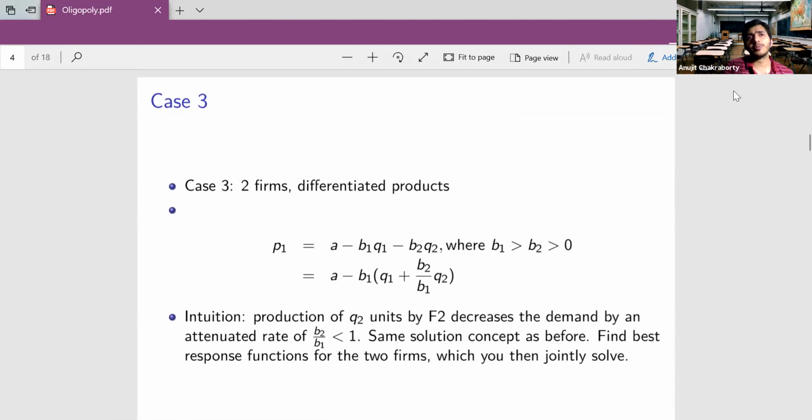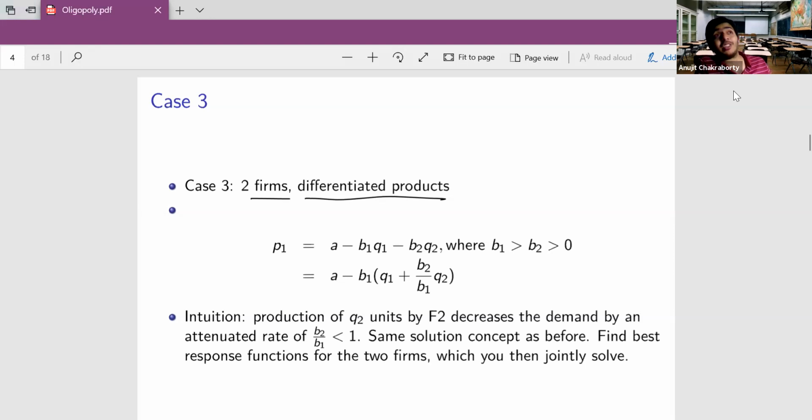So suppose there are two firms, but they're selling differentiated products. Differentiated products means that they're not exactly selling the same thing. They're selling something that's slightly different. Think about Coke and Pepsi. They're pretty similar, but they're not exactly the same thing. Some people have a preference for Coke and some people have a preference for Pepsi.